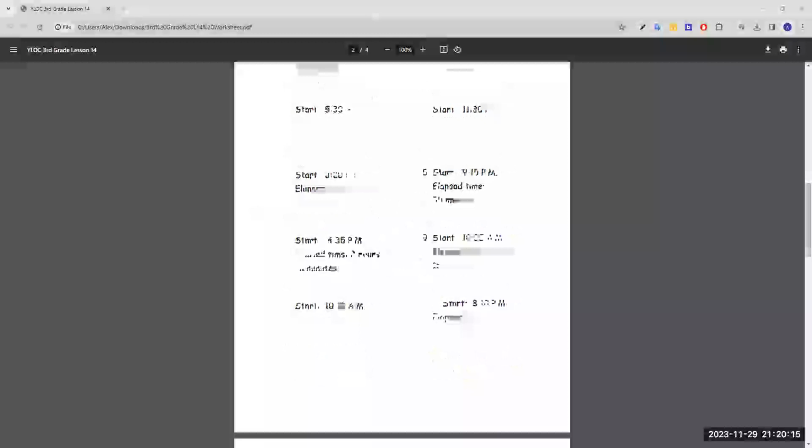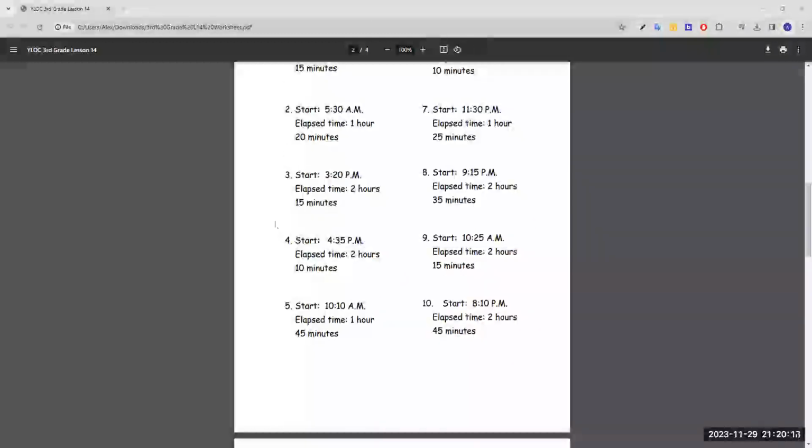Number 4, the start time is 4:35 p.m. and the elapsed time is 2 hours and 10 minutes. So 4:35 and 2 hours and 10 minutes passed. 4 plus 2 is 6. 3 plus 1 is 4. And 5 plus 0 is just 5.